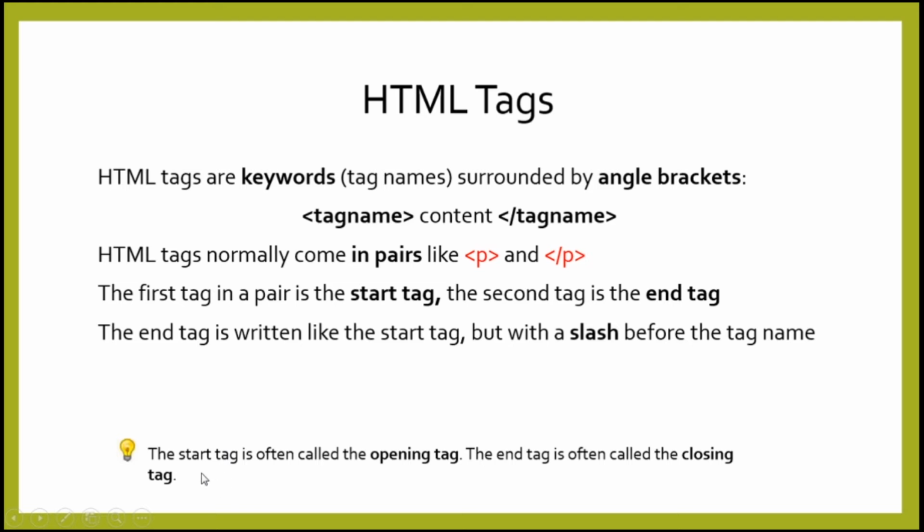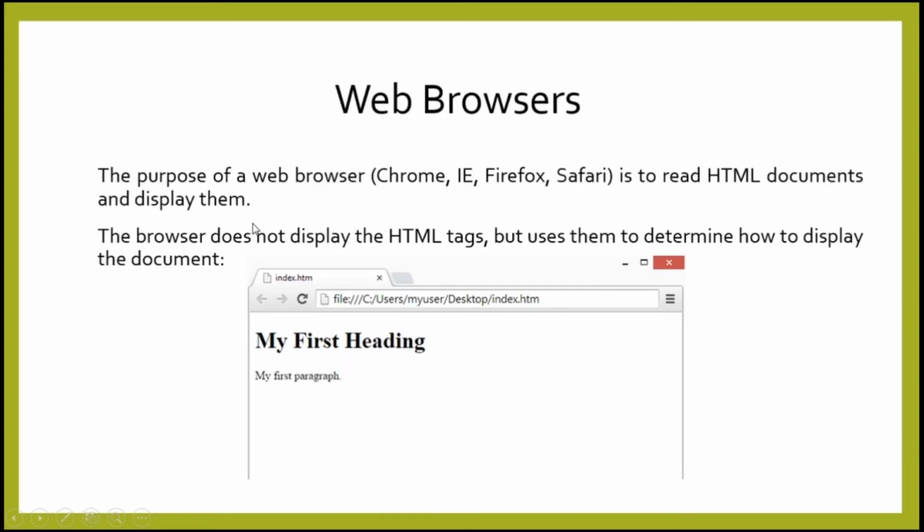Remember, guys, that the start tag is also called the opening tag, and of course the end tag is also called the closing tag. So that's the same. The purpose of a web browser, Chrome, Internet Explorer, Firefox, Safari, is to read HTML documents and display them using the HTML tags. The browser does not display the tags but uses them to determine how to display the document. Let's say, for example, my first heading. The browser displays the heading based on the tag.